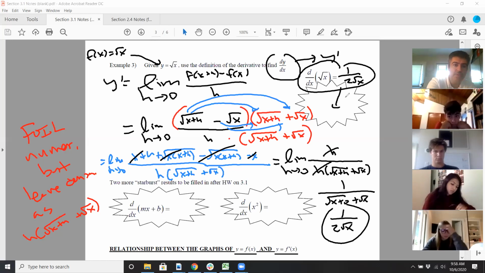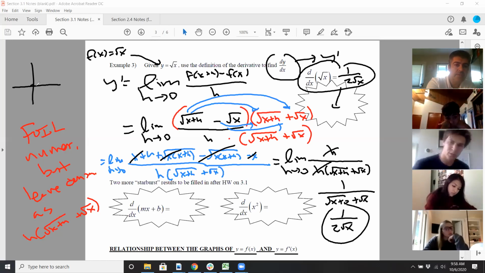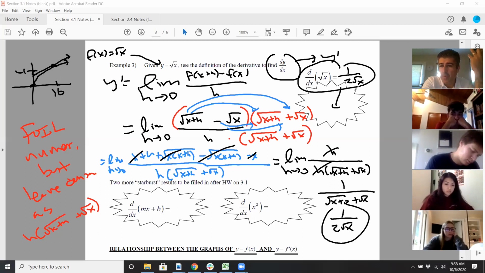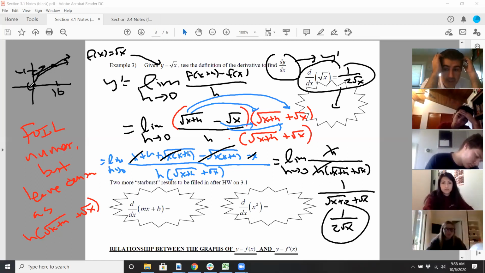Again, if you were to graph y equals root x, say that x equals 16, I know y is 4. There's my slope. If I plug 4 into that, I would get 1/4 as my slope, which looks like it's about 1/4. If I did it a little earlier, like at x equals 1, I think my slope would be 1/2. So we see the slope does get a little less steep as x gets bigger.